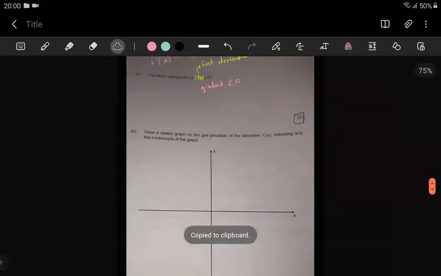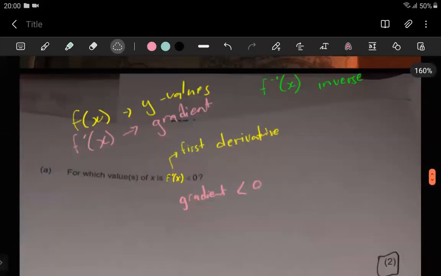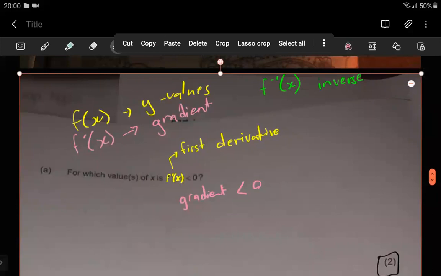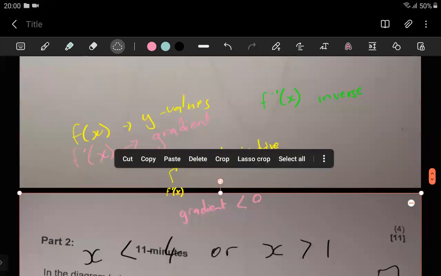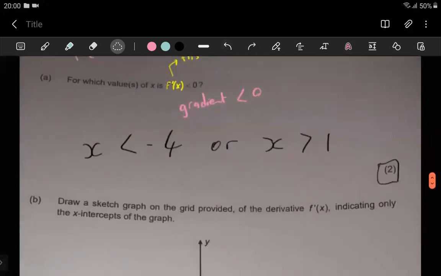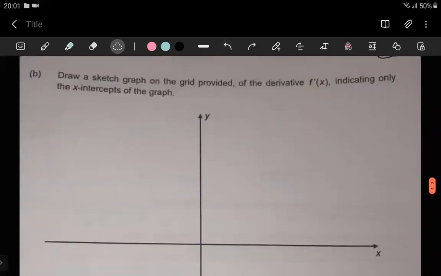So let me just paste this thing down here where it belongs. So with this next question, they want us to draw a sketch. They said draw a sketch on the grid below of the derivative of f, indicating only the x-intercept of the graph.